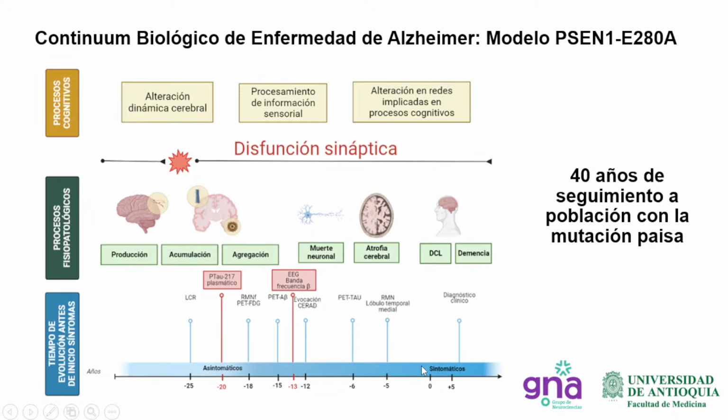Entonces, ¿qué pasa en esta población con la mutación E280A? 25 años antes empezamos a encontrar cambios en líquido cefalorraquídeo asociados a beta 40, beta 42, fosfo-tau 17, etcétera. 20 años antes empiezan a haber cambios en fosfo-tau 17, que en nuestra población hemos demostrado que es un biomarcador predictivo muy fuerte de patología asociada a enfermedad de Alzheimer. Menos 18 años antes, cambios en resonancia magnética funcional y en PET-FDG. Menos 15 años antes, cambios en PET amiloide.